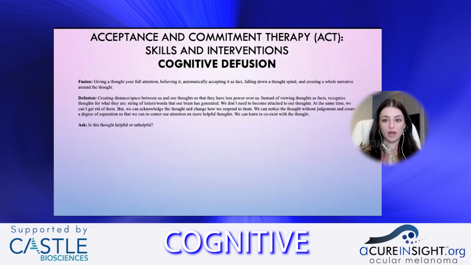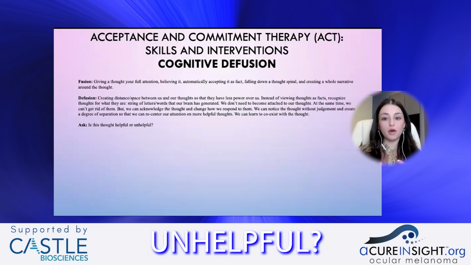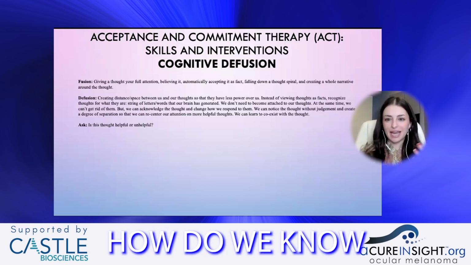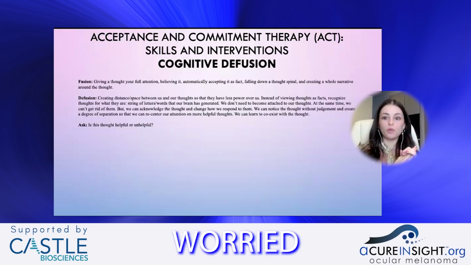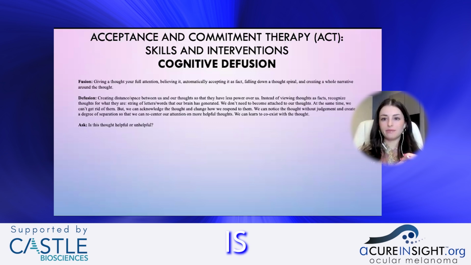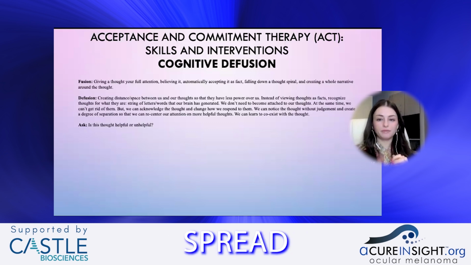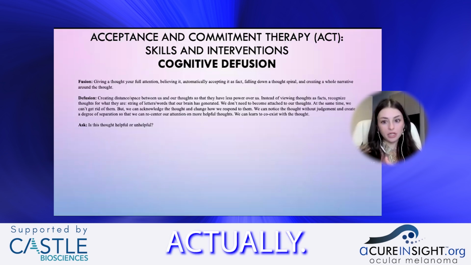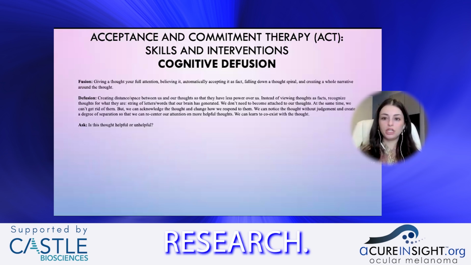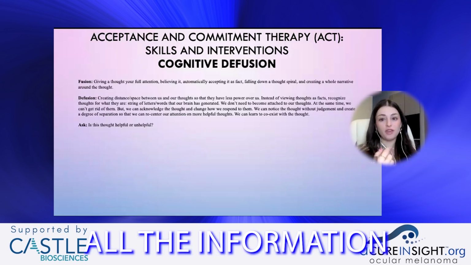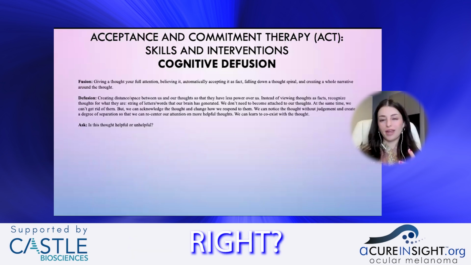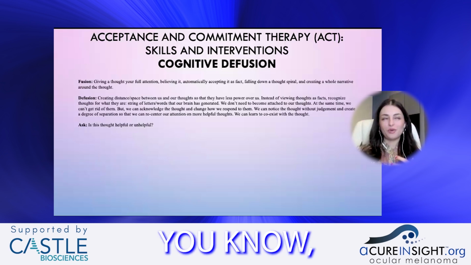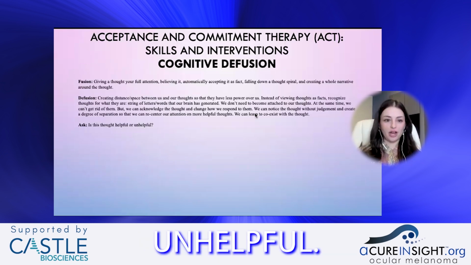So what we do with cognitive diffusion is we ask, is this thought helpful or unhelpful? So you might be asking, how do we know if a thought is helpful or unhelpful, right? If you're diagnosed with cancer, and let's say you're worried that it's going to spread, and the thought is, I'm worried my cancer is going to spread. In some capacity, that thought might actually be helpful. It might prompt you to do some research. It might prompt you to get your scans, get all the information, right? But there might be times where that thought really isn't helpful. It just makes you ruminate. It makes you sad. It makes you worried, right? So, it's sort of context dependent whether the thought is helpful or unhelpful.